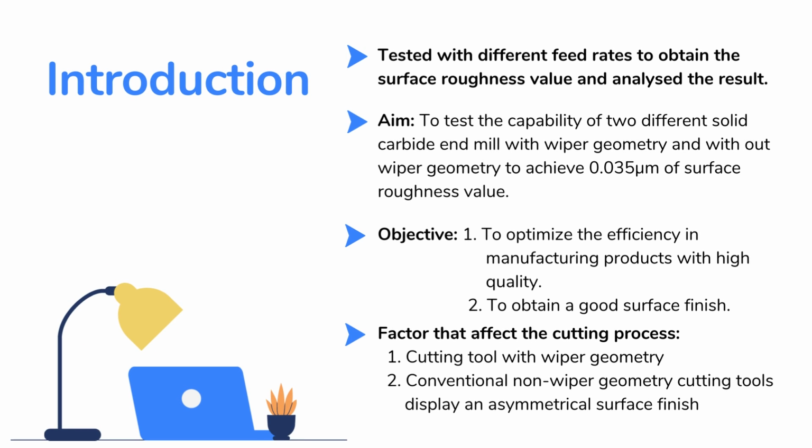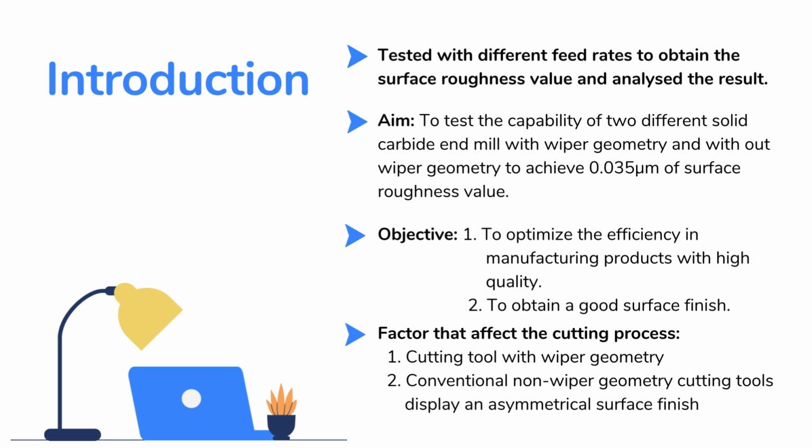Different types of solid carbide end mill were tested with different feed rates to obtain the surface roughness value, and the results were analyzed. The aim of this experiment is to test the capability of two different solid carbide end mills, with wiper geometry and without wiper geometry, to achieve 0.035 micron for the surface roughness value.